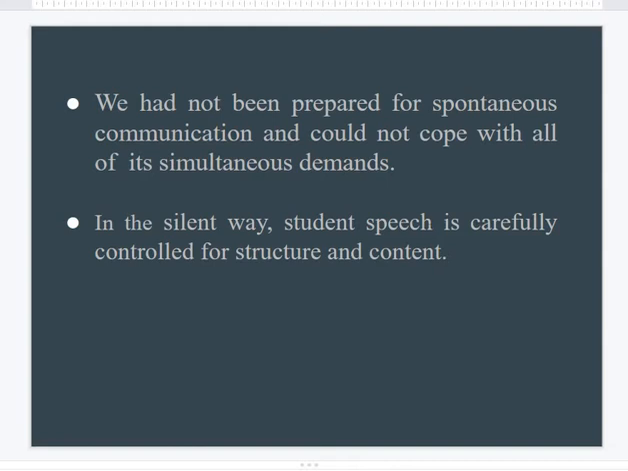The Silent Way is a method of developing and teaching the English language to students. In this method, students' speech is carefully controlled. They are given chunks of written pieces, they are given a particular topic, they prepare and then they present. So we can say that this type of speech is controlled for structure and for content.